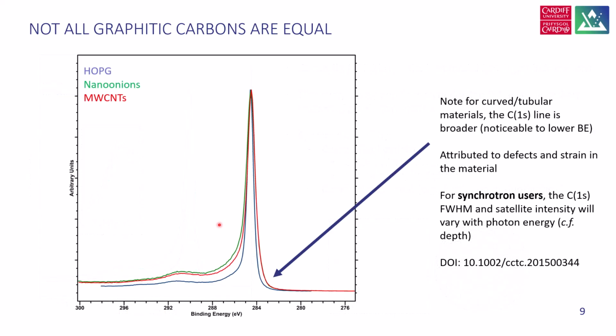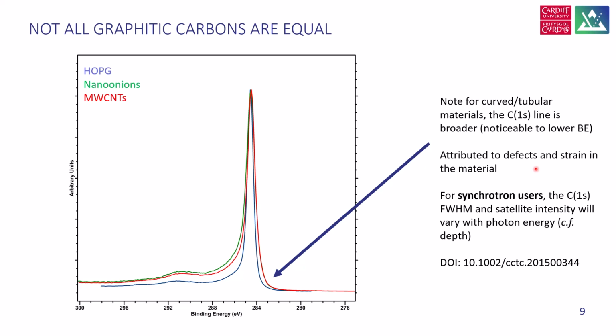Just to highlight that even further, here are the spectra again, acquired under all similar conditions, for HOPG, nano onions, and multi-wall carbon nanotube. Again, the multi-wall did have a little bit of oxygen, but nevertheless it gives you an idea. We can see that the multi-wall carbon nanotube fits the spectrum of the nano onion much better than the HOPG does, especially at the lower binding energy side. And there we are, it's attributed to defects and strain in the material.